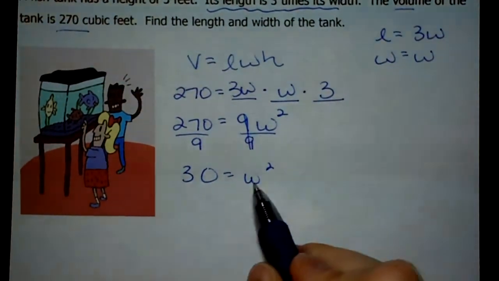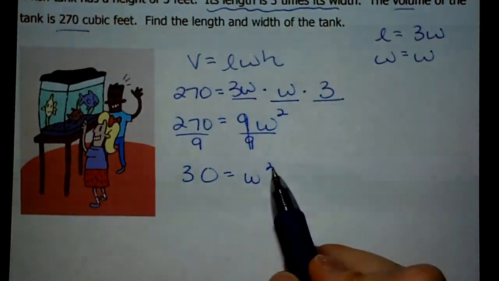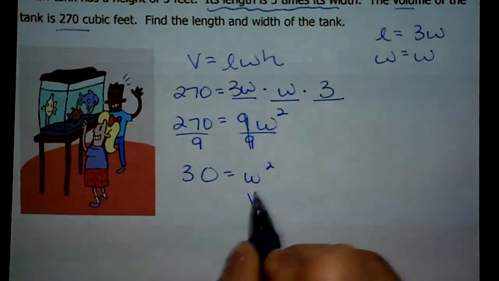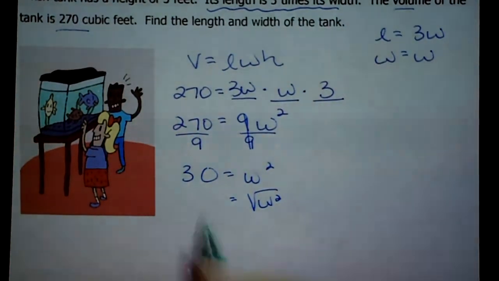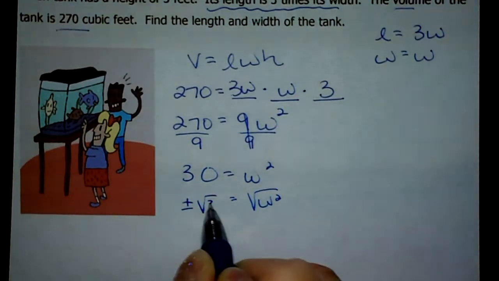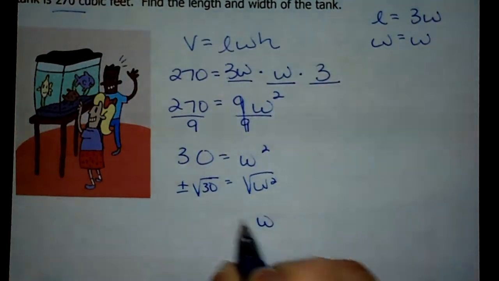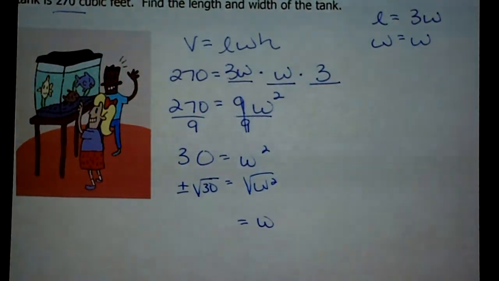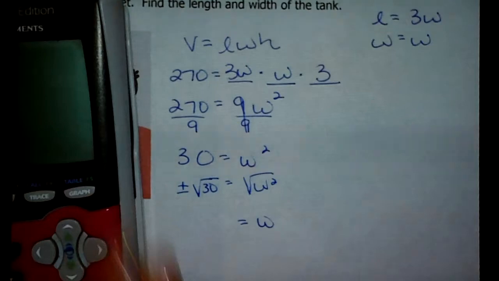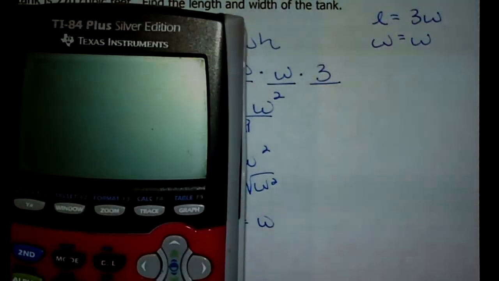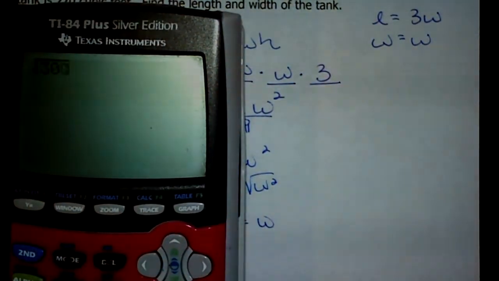Okay, so to figure out what w is, I need to get rid of this squared, right? That means I need to take the square root of w squared, and I also need to take the square root, positive or negative, of this 30. So the square root of w squared is w. All right, now for this one, let's just go with the approximate. I want the square root of 30, so I'm going to type in second x squared 30, hit enter, and I get 5.47. So I'm going to call that 5.5.